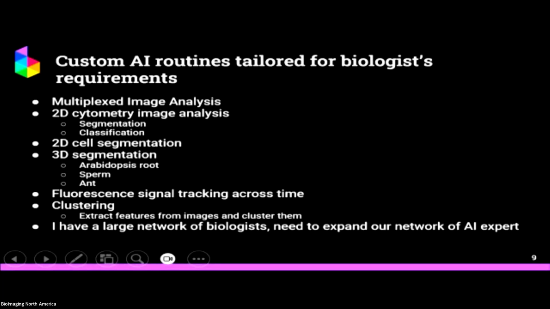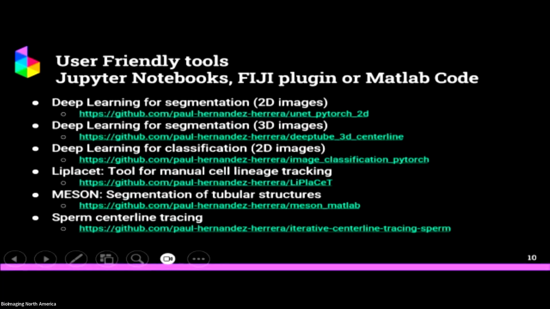One person cannot solve all these problems. We need to have a big network of AI experts. As I say, I try to develop user-friendly tools. I have developed deep learning for segmentation, Jupyter notebooks for 2D and 3D images. These are really nice to use because you only need to give a click. You don't need to do anything else. You don't need to know anything about deep learning. You just need your input image and your output, and that's all you need to do.